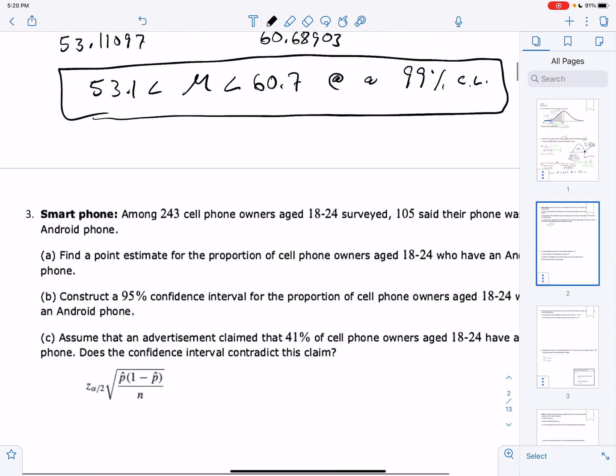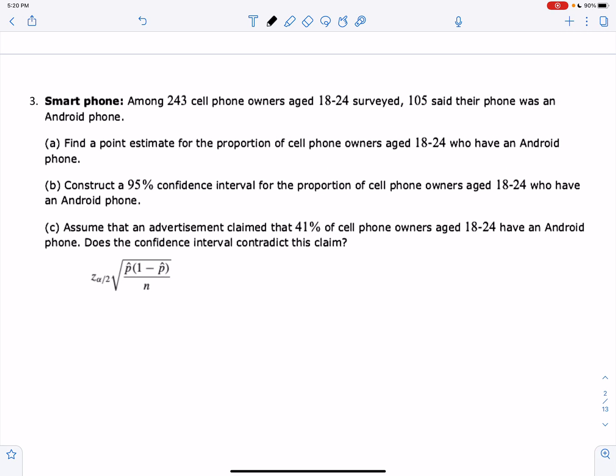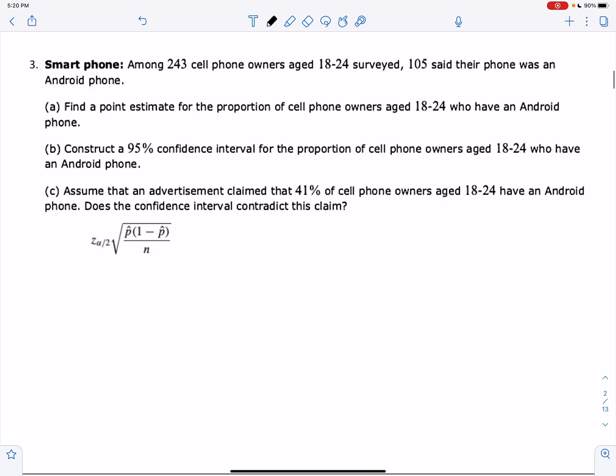Okay, next one. We're taking a look at smartphones. Let me zoom out so I can see the whole problem. Among 243 cell phone owners aged 18 to 24 surveyed, 105 said their phone was an Android. Find a point estimate for the proportion of cell phone owners aged 18 to 24 who have an Android phone. So we're looking for a point estimate for a proportion.